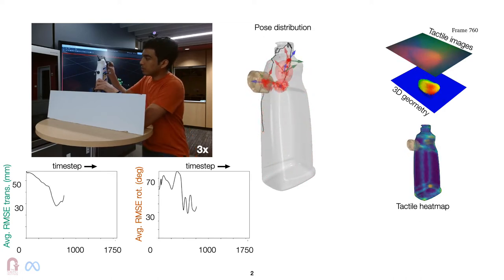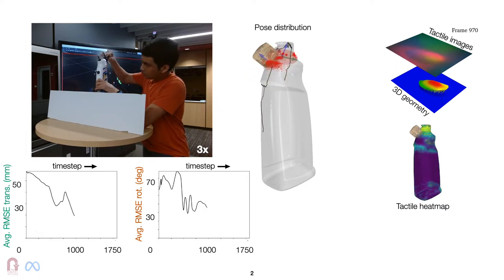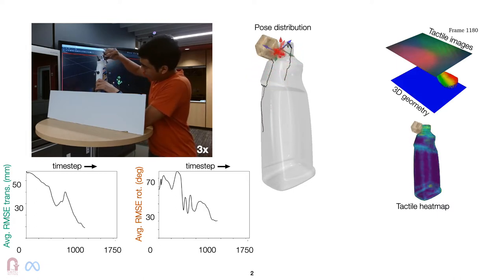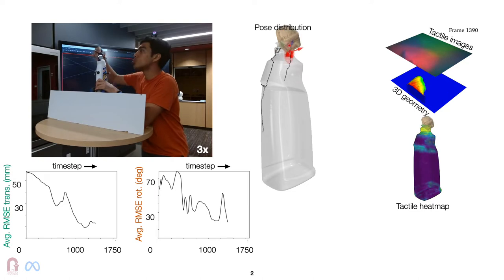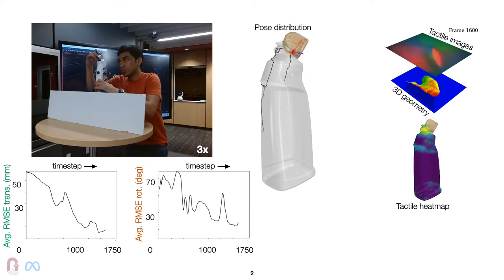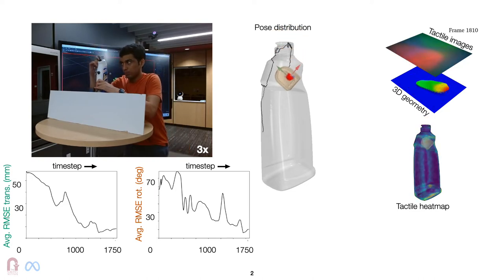Alongside this, on the left, we have the average pose error over time and the image feed of the interaction. We start with little to no knowledge of initial pose and quickly reduce uncertainty upon encountering salient features. The only inputs to this pipeline are tactile images and noisy sensor poses that can usually be obtained from kinematics in a manipulation problem.